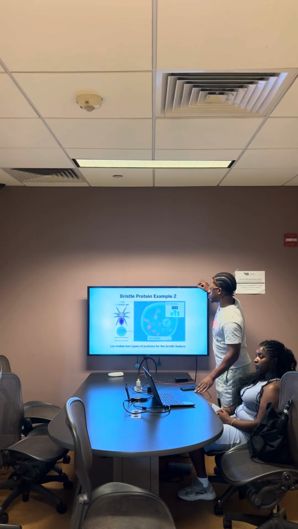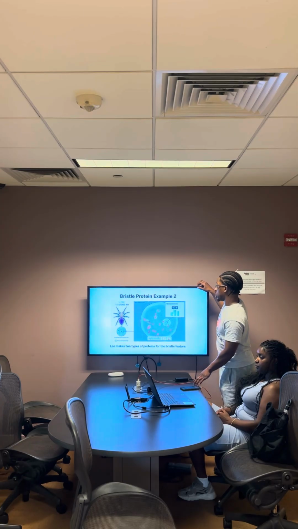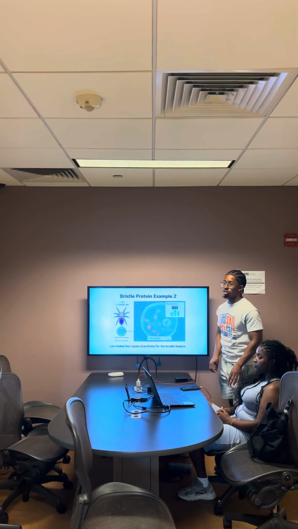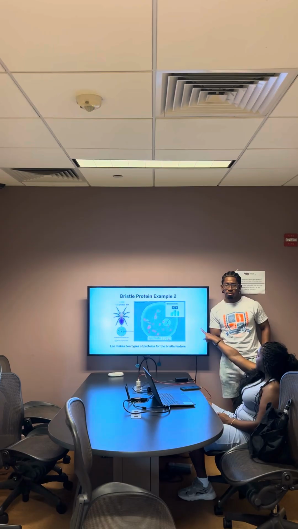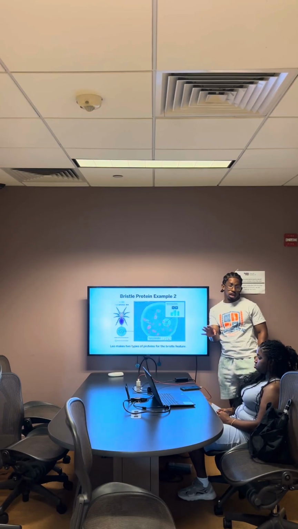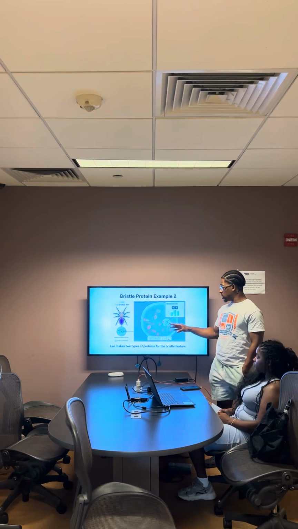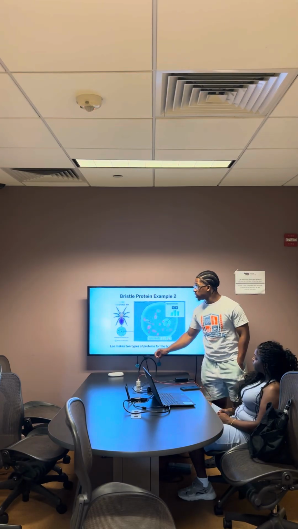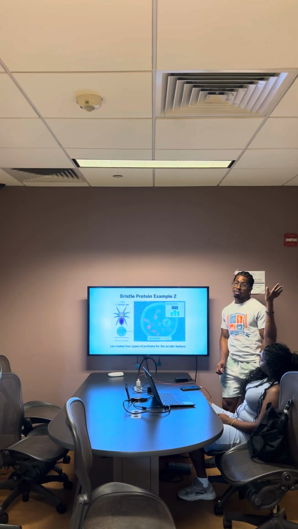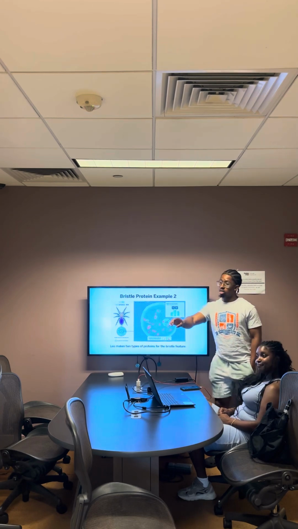Bristol's protein example. Leo makes 2 types of proteins for Bristol's feature. Where do we see the 2 types of protein? Looking at this diagram, hold up, someone's got to raise a silent hand. Where do we see 2 types of proteins in this diagram pictured below? I'm going to call on my scholar, Roger.